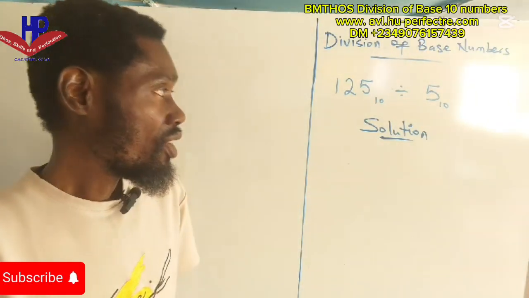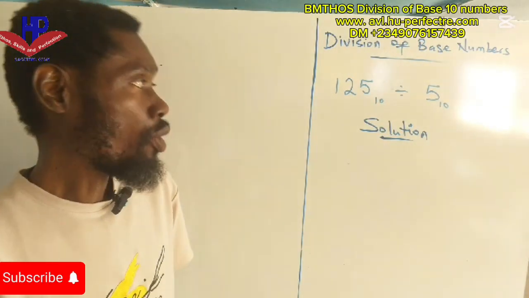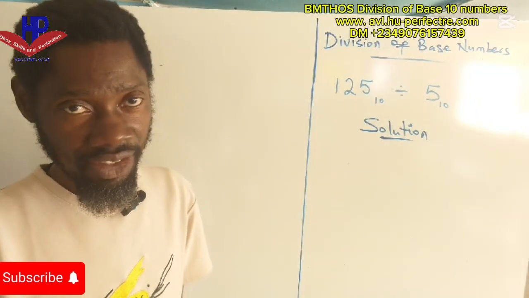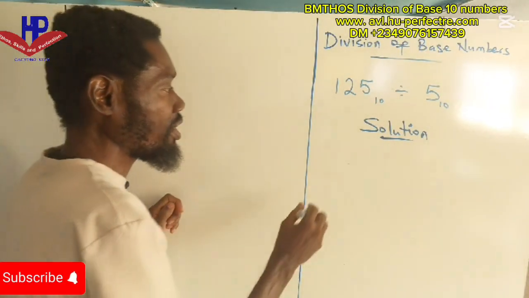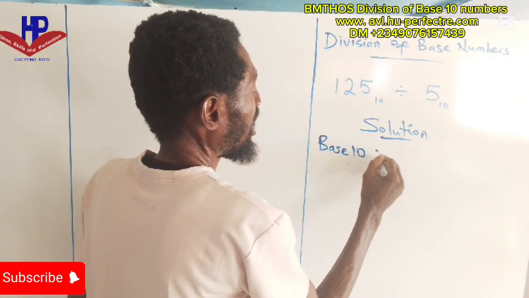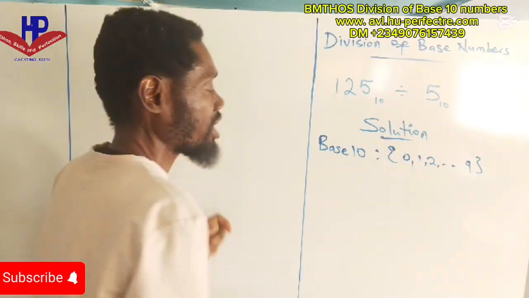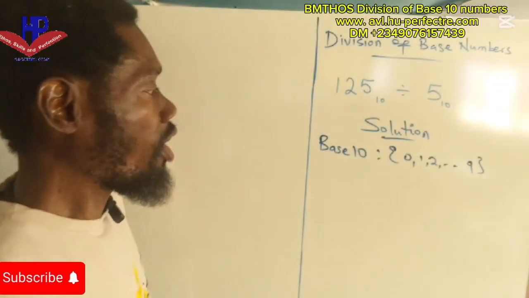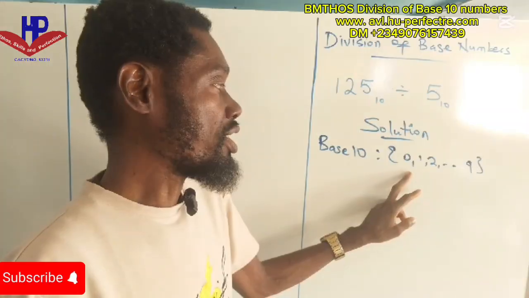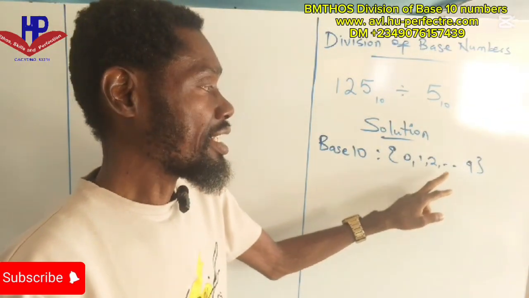But before we do that, we will need to find the factors of base 10 that will help us divide 125 in base 10. Now, don't forget, the limit of base 10 numbers is from 0, 1, 2 to 9. Base 10 numbers stop at 9. So you take each of the numbers in this set: 0, 1, 2, 3, 4, 5, 6, 7, 8, 9.